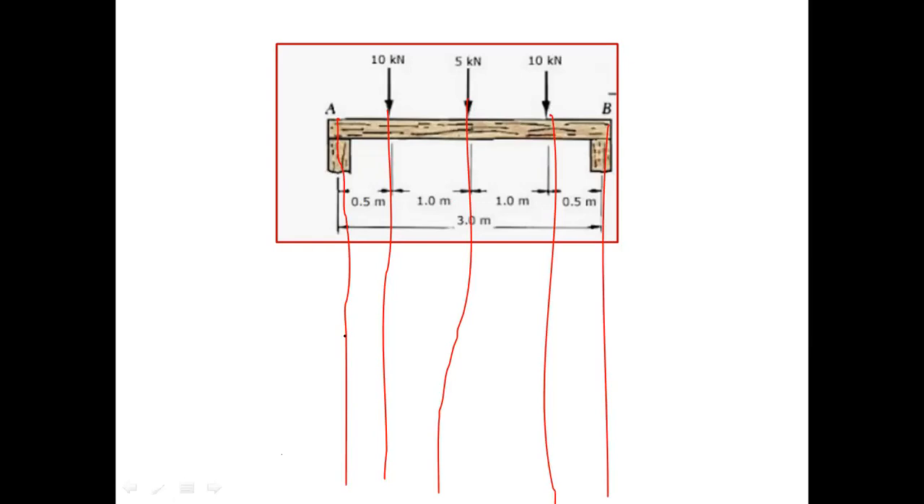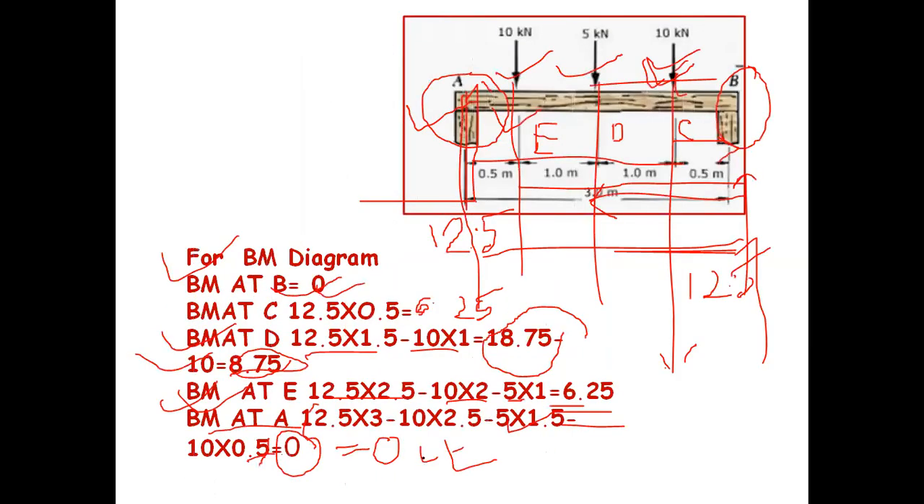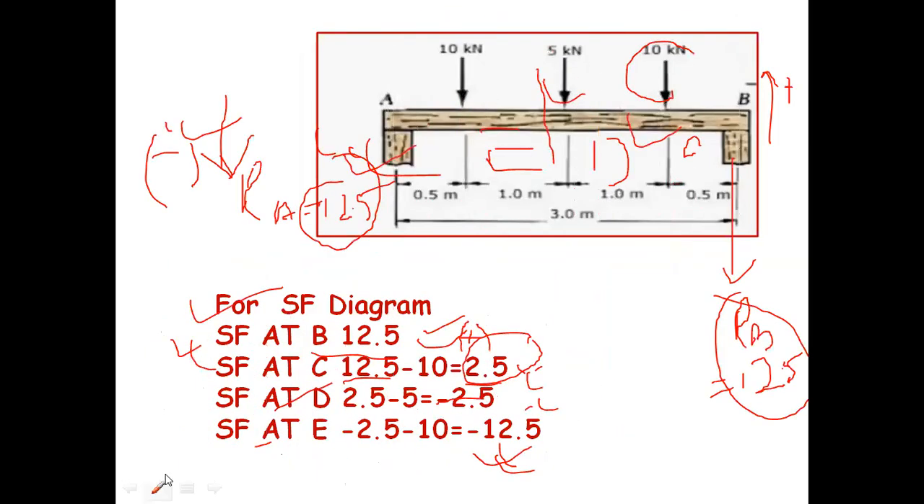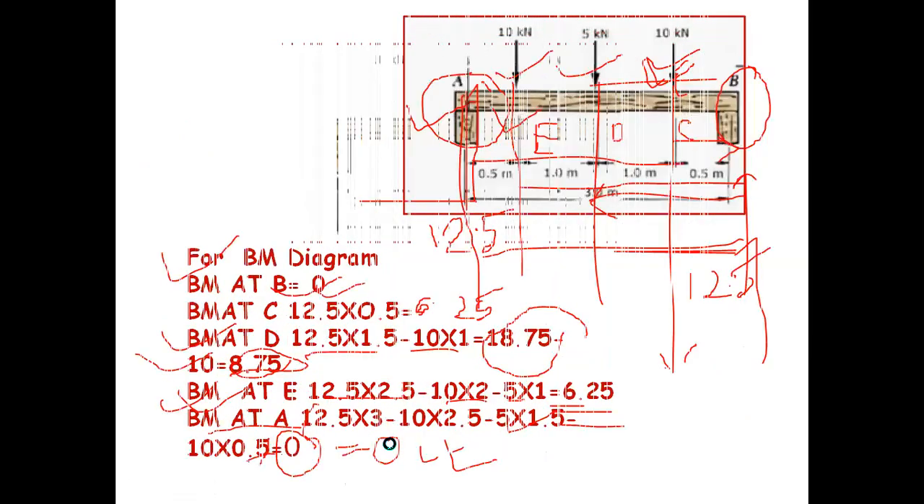Then take a baseline. Putting in the values for the SFD, first of all we draw the SFD. Go to the previous slide, and here we can see the values of the SFD. SFD is equal to 12.5, SF at C 2.5, SF at B. Then go to the next slide, SF at B is equal to 12.5.